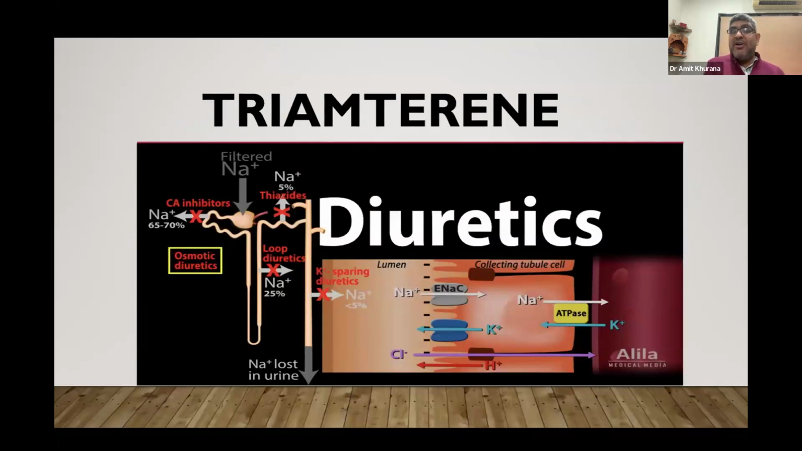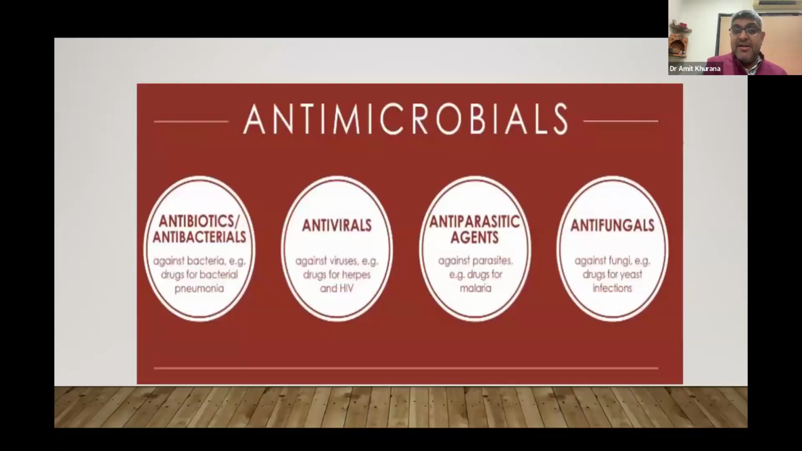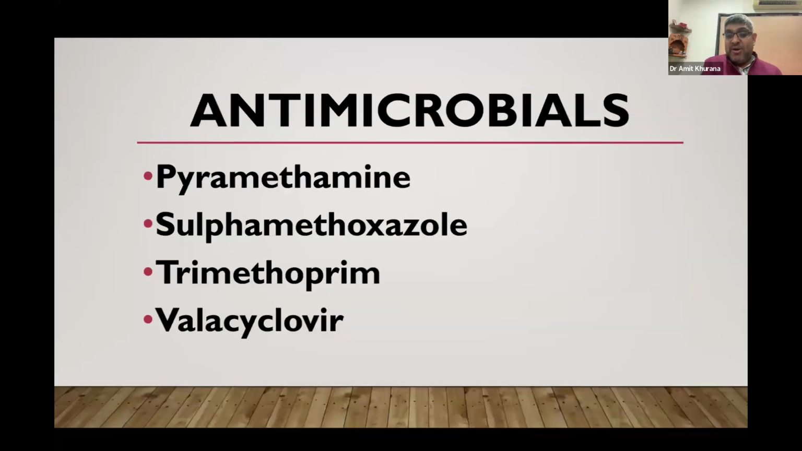Diuretics, the most common of which that can lead to non-megaloblastic macrocytic anemia is triamterene, which we must know. And there are lots of antimicrobials which can also lead to non-megaloblastic macrocytic anemia, and they are listed over here, starting from pyrimethamine, sulfamethoxazole, trimethoprim, and valacyclovir. These are the four most common antimicrobials which can lead to non-megaloblastic macrocytic anemia. So when you are evaluating any case of macrocytosis, we must take into account whether the patient is taking any of these medications or not.